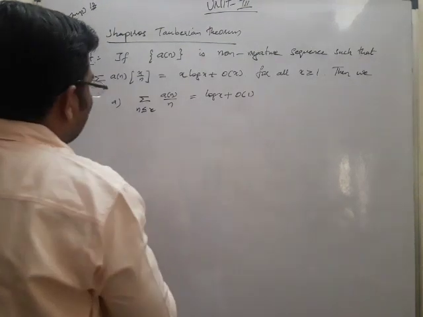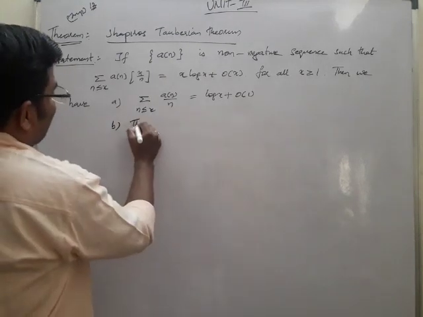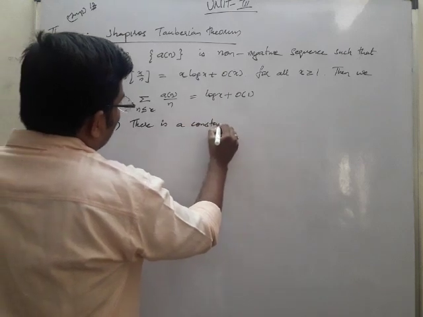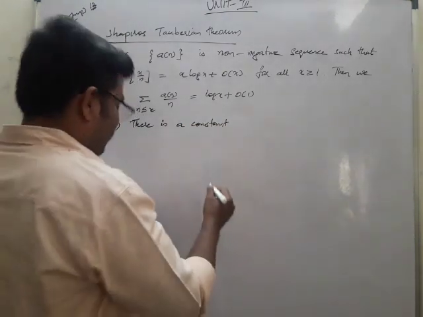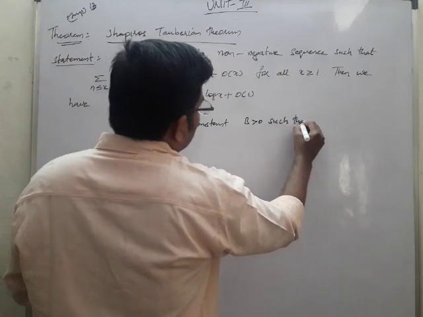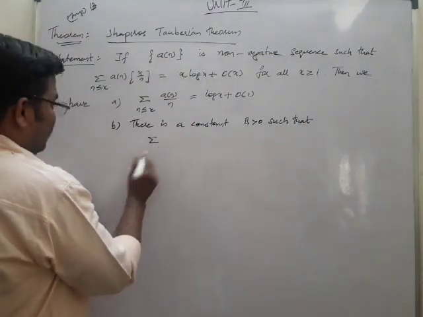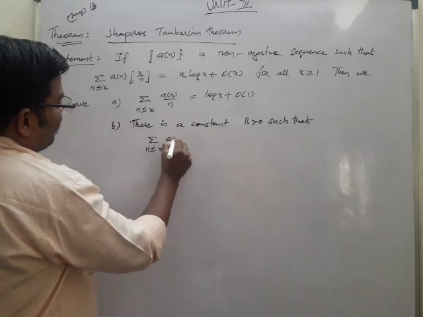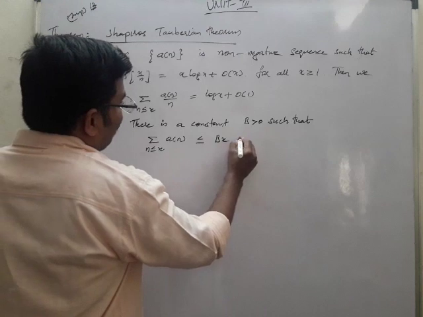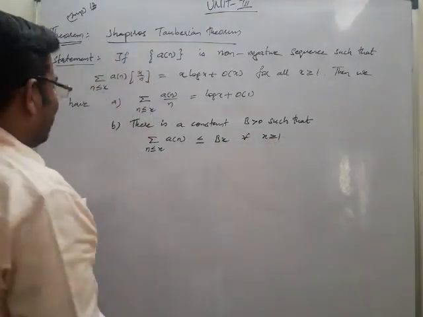Next, b. There is a constant b greater than 0 such that summation n less than or equal to x of a of n is less than or equal to b x, for all x greater than or equal to 1. This is the b part.